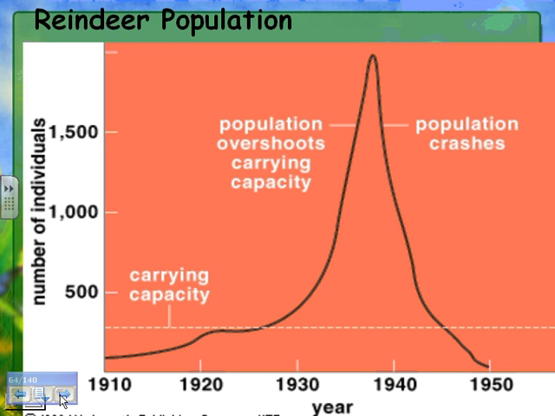I actually have a question. Would it actually shoot up that high for population? Well, it depends. If you look at this, this is a reindeer population, and they measured this in 1910, 1920, all the way up to 1950, and that's actually a huge overshoot of carrying capacity. So I would think not usually, but sometimes.